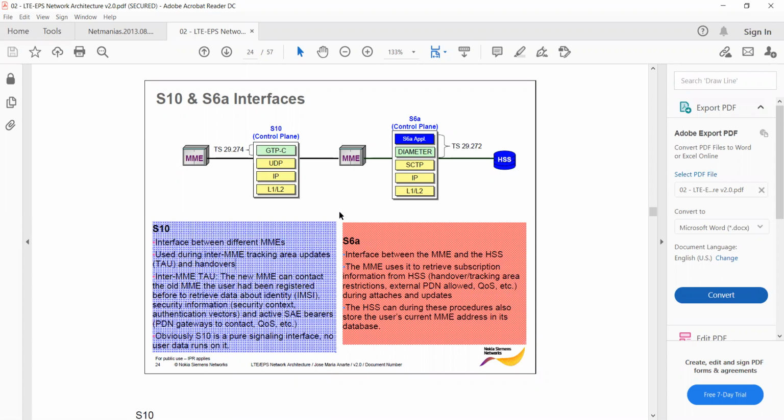So next comes the S6 interface. Note down these 2 points: it's an interface between different MMEs, and it is used during inter-MME tracking area updates or handovers. What these tracking area updates are and how handover happens, we will see in later classes. These are very basic things. Just write down the theory part for the first 4 or 5 classes.